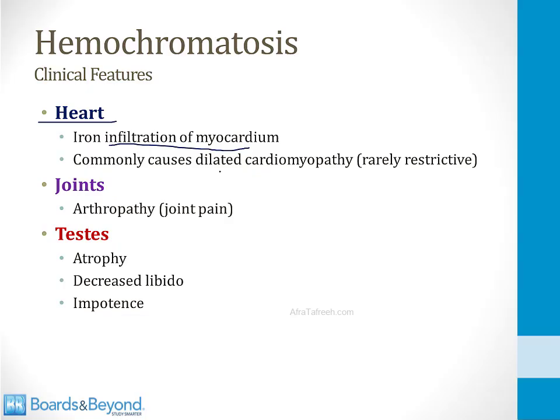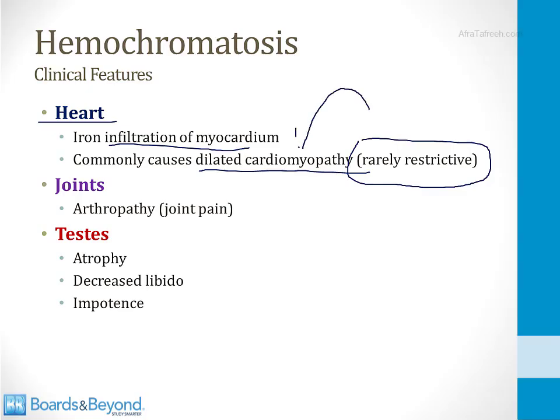This commonly causes a dilated cardiomyopathy where patients have a reduced ejection fraction. You might think that the deposition of iron would lead to a thickened myocardium and a restrictive cardiomyopathy. That does sometimes occur, but it's much more rare. More commonly, the iron just disrupts the myocardial fibers and leads to a dilated cardiomyopathy.